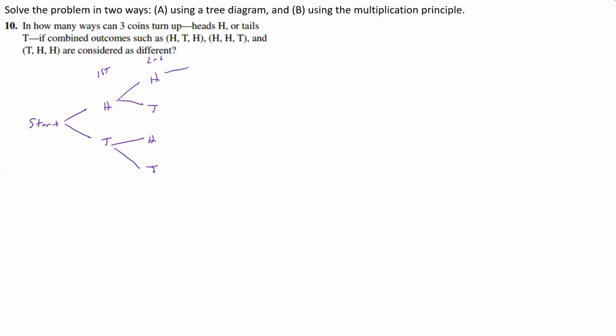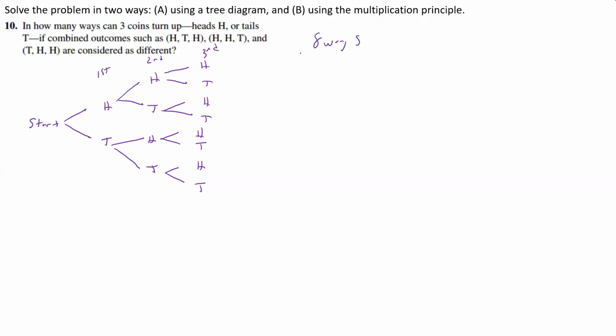Now, each one of these, for our third coin, we can get a heads or tails, heads or tails, and heads or tails. So that's our third coin. So we throw our first one, we get heads or tails. And the second one, we get heads or tails here, heads or tails here. And the third one, we get heads or tails, heads or tails, heads or tails, heads or tails. So if we count it, we get one, two, three, four, five, six, seven, eight possible ways. So there's going to be eight ways.